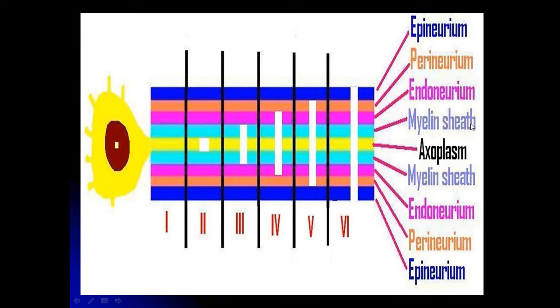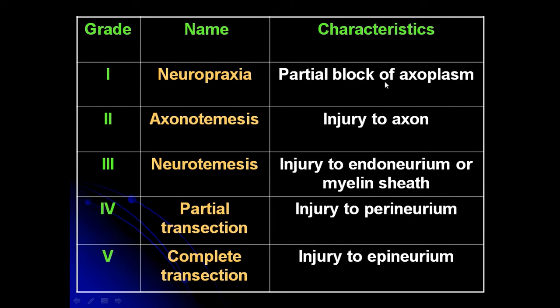So the layers are axoplasm at the center, then myelin sheath, endoneurium, perineurium, epineurium. Based on this the classification is done. Neuropraxia is a partial block of axoplasm. Axonotmesis is injury to the axon. Neurotmesis is injury to the endoneurium or myelin sheath. So: neuropraxia, axonotmesis, neurotmesis, partial transection, complete transection. These are the five grades, very important.